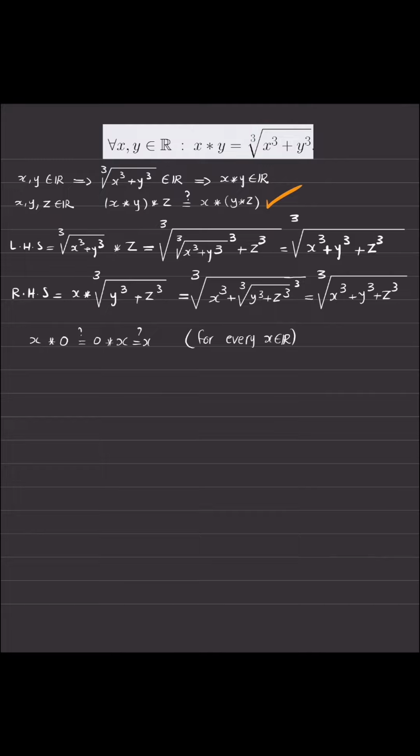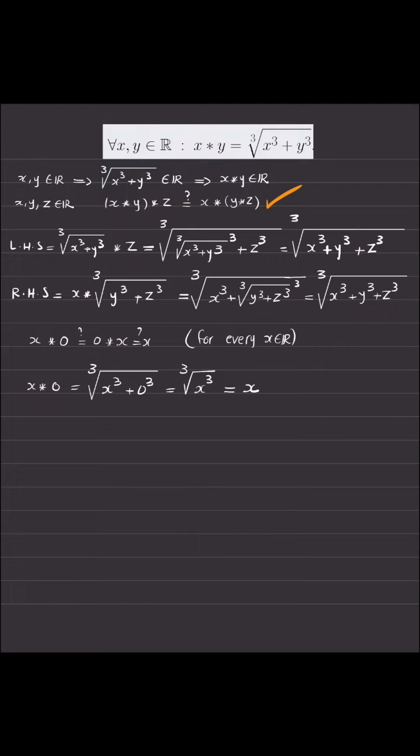If I, for example, want to do x star 0, I have to use the definition of star. This time x is my first number, 0 is my second number. So this becomes the third root of the first number cubed plus the second number cubed. But this becomes simply the third root of x cubed. But because 3 is an odd number, the answer becomes x. And of course you can simply check that this one is also true.